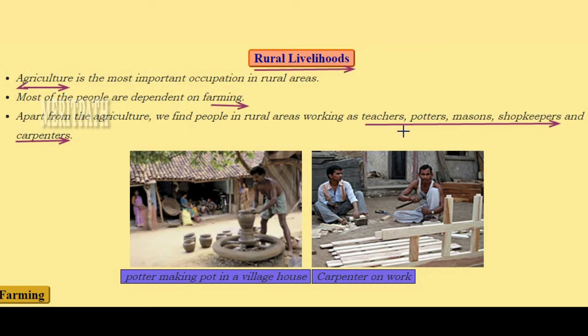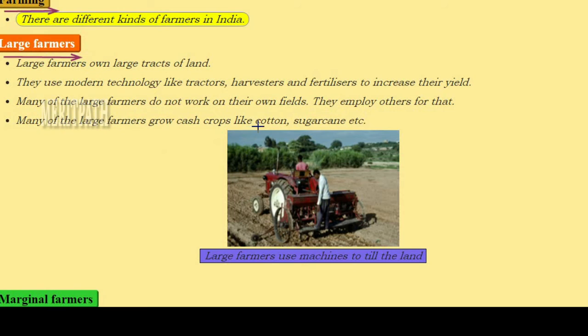So farming is the major activity by which people make a living. Farmers are classified into three types. The first type is the large farmer. A large farmer, as the name suggests, owns large tracts of land. That means the area of land he owns is very big, and he uses modern technology for all his farming practices. What do we mean by modern technology? Modern technology means using machines rather than hands, like tractors, harvesting machines and chemical fertilizers.